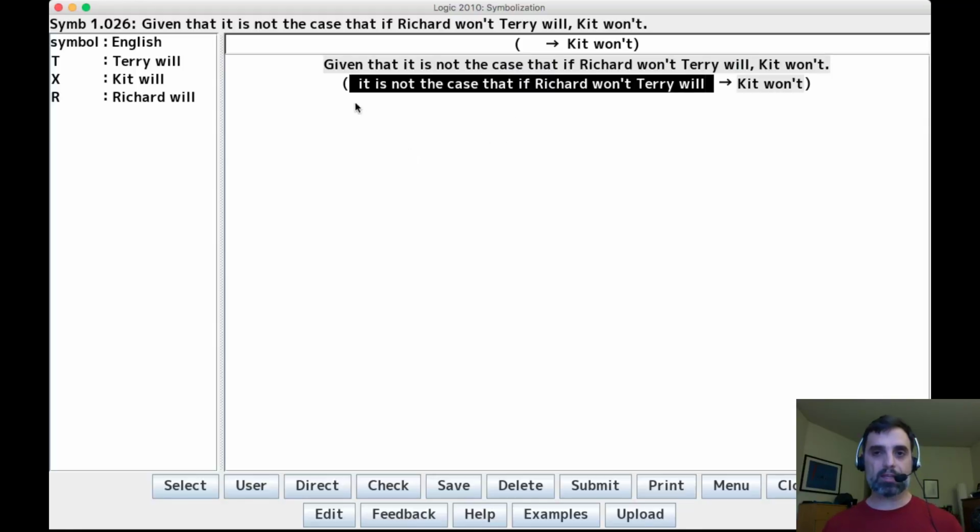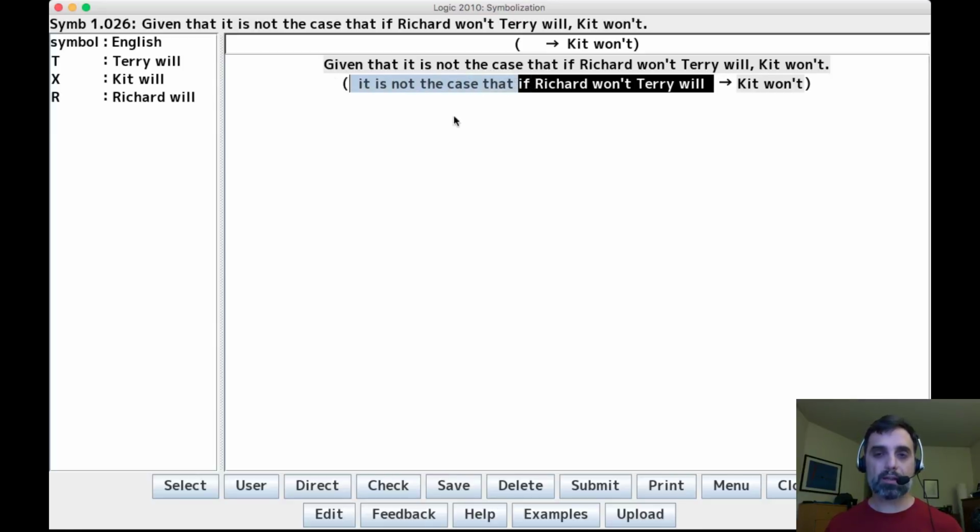So we have, it is not the case that if Richard won't, Terry will. So we have the if, again, and we have the it is not the case that. So the if, again, cannot be the main connective, because if we remove it, we have Richard won't, which is a sentence. We have Terry will, which is a sentence. So we have 2 sentences, but then we also are left with the it is not the case that. So we're left with 2 sentences plus more. If the if was the main connective, we would be left with only 2 sentences and nothing more. So the if is not the main connective.